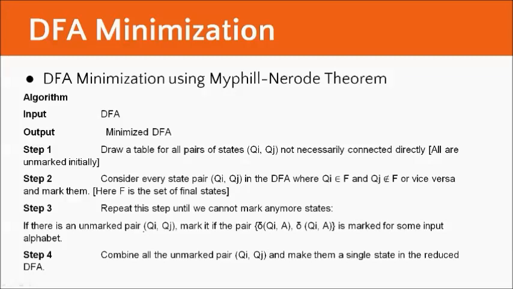So next is DFA minimization using the Myhill-Nerode theorem. So we have the algorithm here. We have the input, the DFA, and the output, the minimized DFA. We have the steps. Step 1, you have to draw the table for all pairs of the states. Step 2, consider every state of the state pair. Step 3, repeat this step until we cannot mark any more states. Step 4, combine all the unmarked pairs and make them a single state in the reduced DFA.